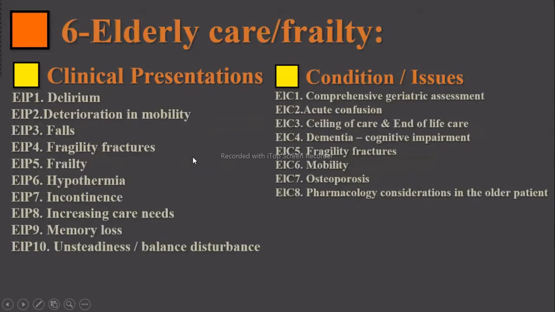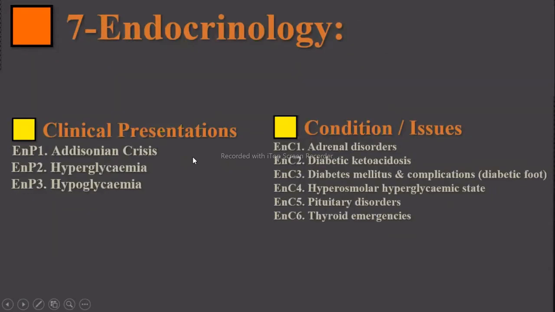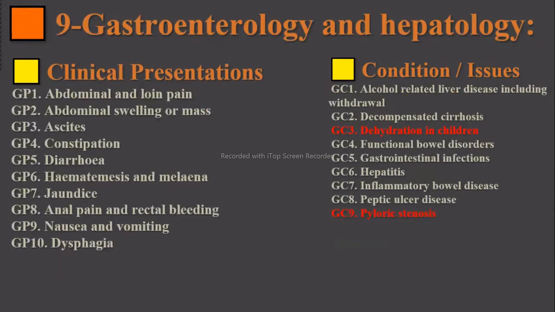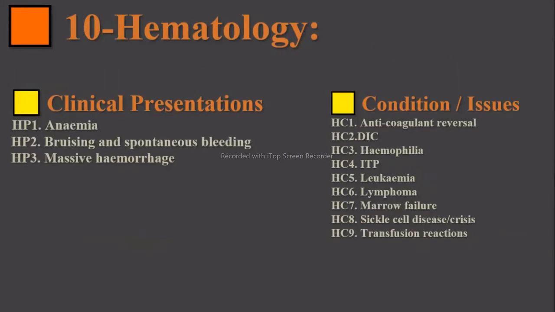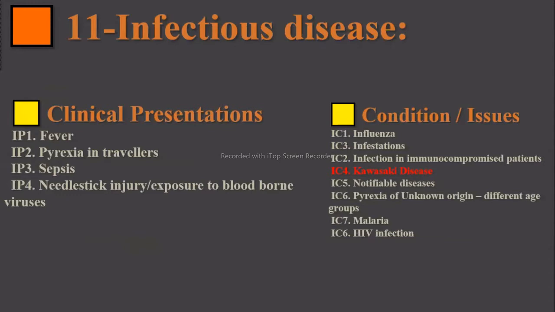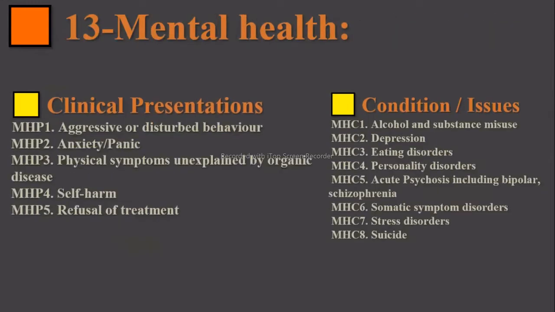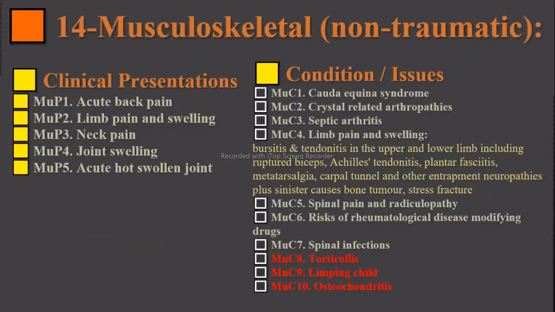ENT, elderly care frailty, endocrinology, environmental emergencies, gastroenterology, hematology, infectious disease, maxillofacial and dental, mental health, and today for musculoskeletal, non-traumatic. So you have trauma and non-trauma. So each topic we will discuss today, it's non-traumatic, no trauma in the scenario.